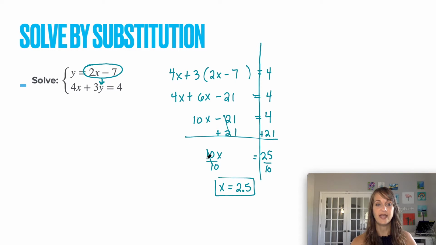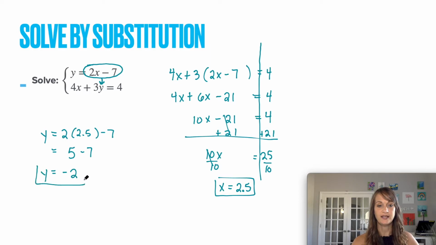Now that we found x, we can go back and find y. y equals 2x minus 7. But we've now determined that x is 2.5, so I'm going to plug it in. 2 times 2.5 is 5. 5 minus 7 is -2. So y equals -2. So our coordinate point is (2.5, -2).